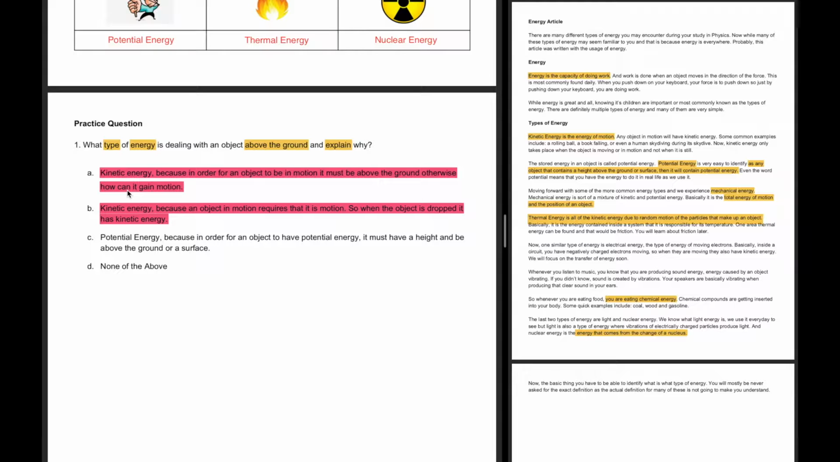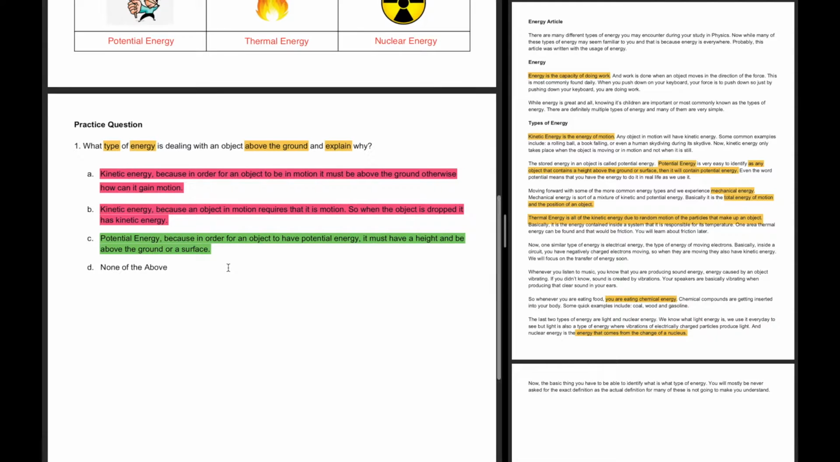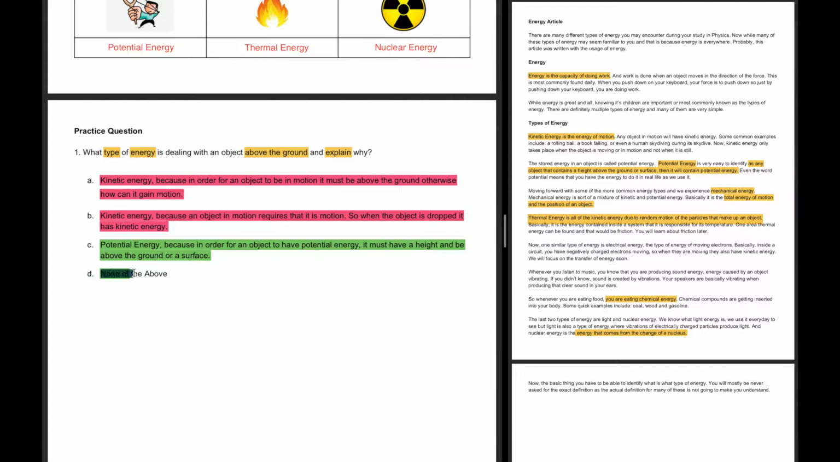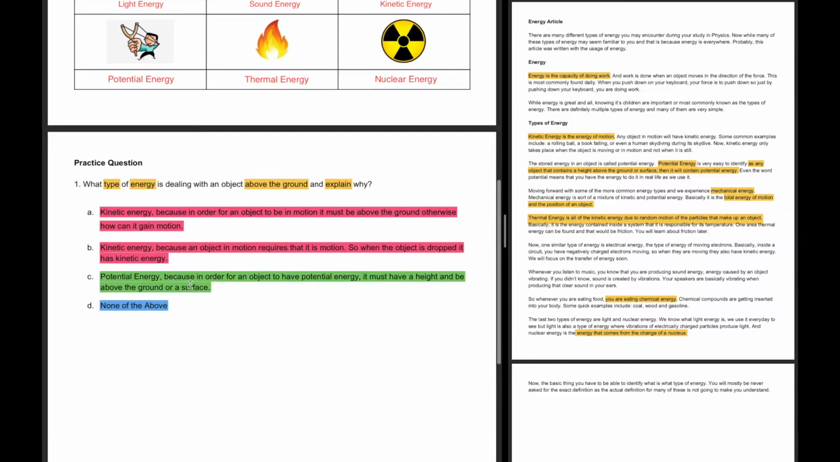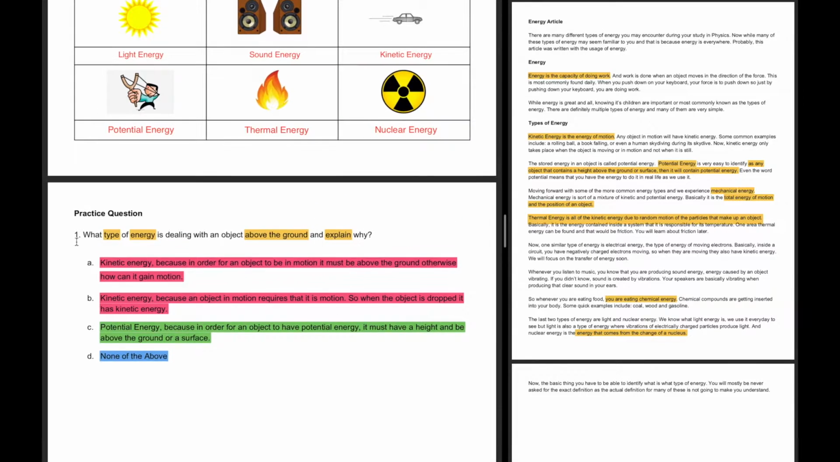Let's say this was potential energy and we just believed it, so we might skip this part. How can it gain motion? When we skip that, we lose the question point, because this is the right definition. So let me make this green. We got it. And then none of the above: if it was none of the above, you would just put none of the above. No trouble at all.